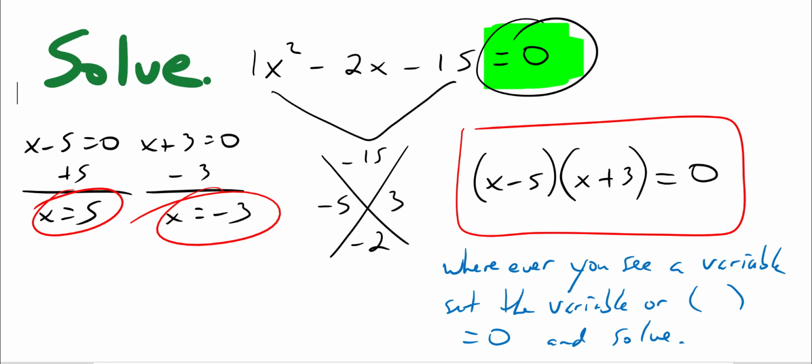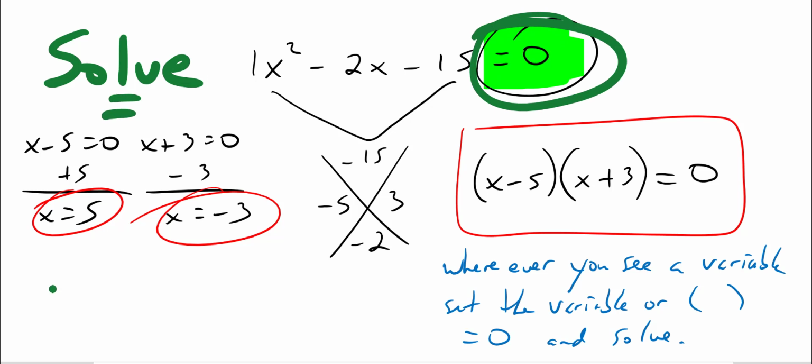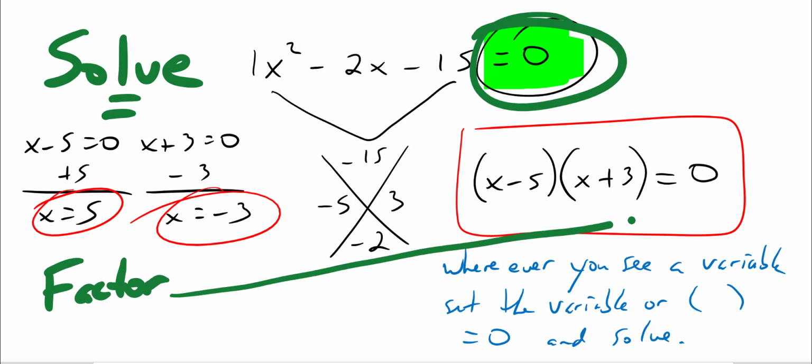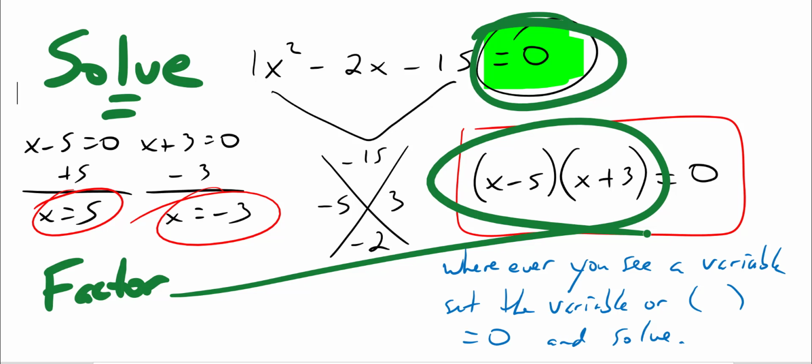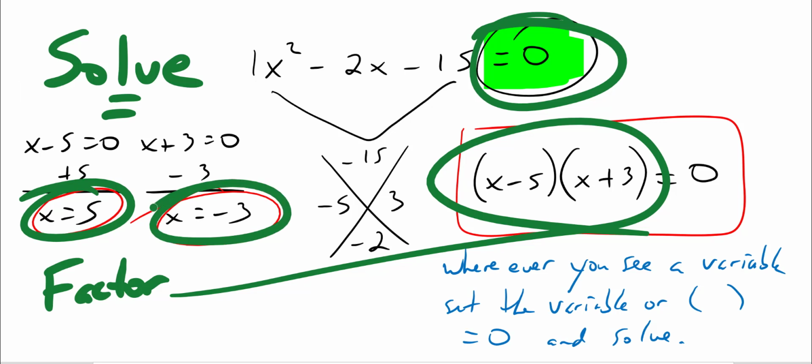You'll know it's solve because of the equal sign. Solve has got an equal sign. If it doesn't say solve, it'll say factor. And if you factor, you're going to give me x minus 5, x plus 3. So if there's no equal sign, don't solve. It's really obvious. Solve means give me an answer of x equals 5 and x equals negative 3. Factor means give me an answer of x minus 5 times x plus 3. It's really important you guys understand that.